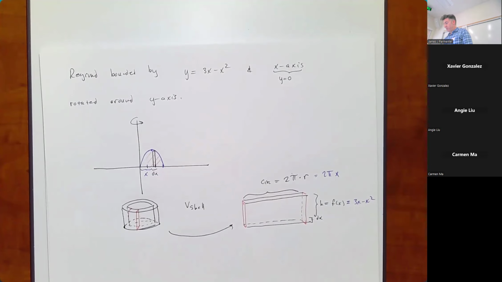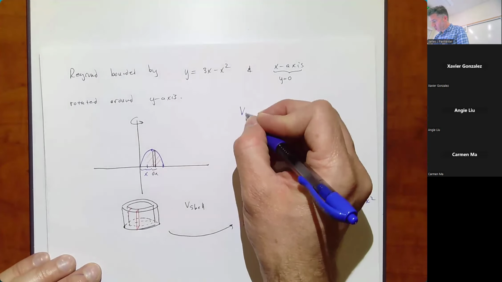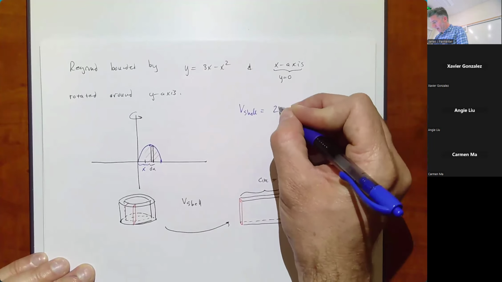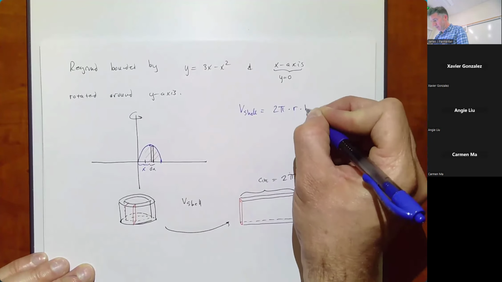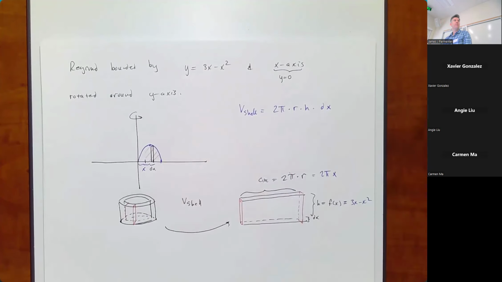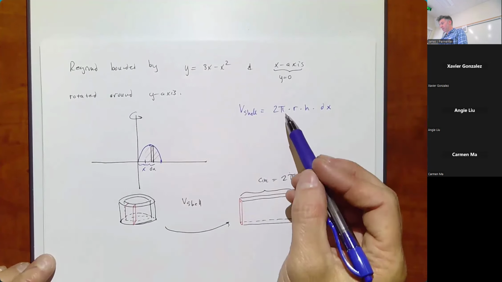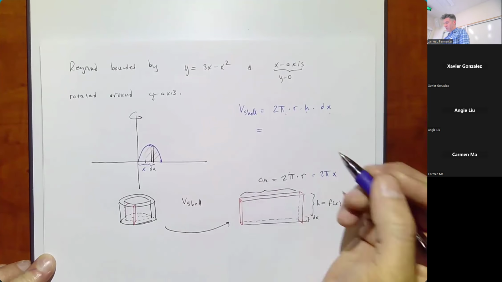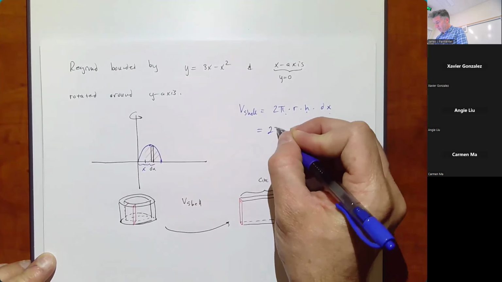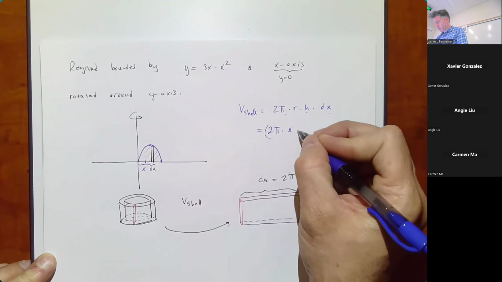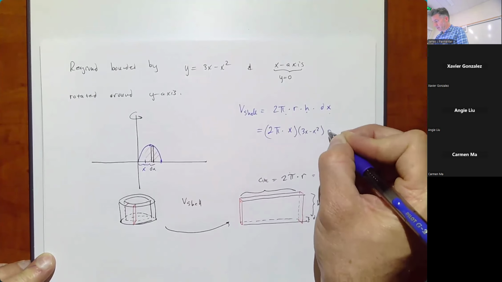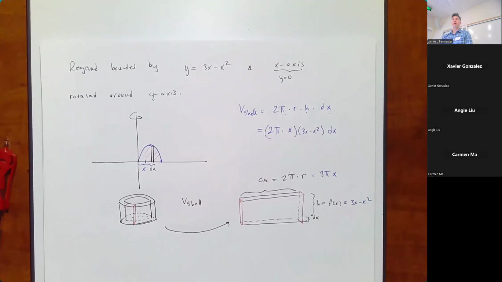So for this particular shape, the volume of our shell, I usually write it as 2 pi times r times h times d, whatever is appropriate, or length times height times thickness, and then substitute in the appropriate things. The radius is x, the height is the function, and dx is dx. So there's the volume of our shell, and then we're adding a bunch of shells together.